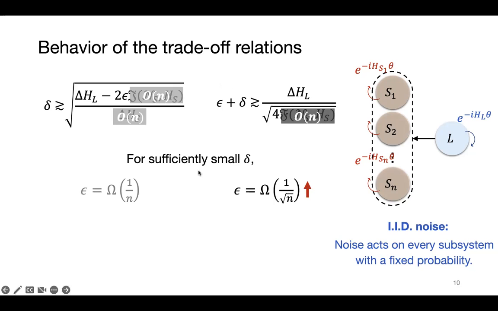So in that case, we can see that the lower bound of epsilon is going to be given by 1 over the square root of n from the second type of trade-off relation. And the lower bound of delta for sufficiently small epsilon is going to be 1 over the square root of n, which is the same as before. But in this situation, we see that the second type of trade-off relation gives us a better result in terms of the lower bound on epsilon, the QEC inaccuracy.